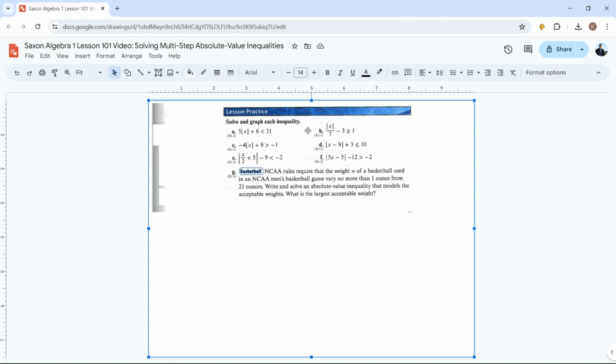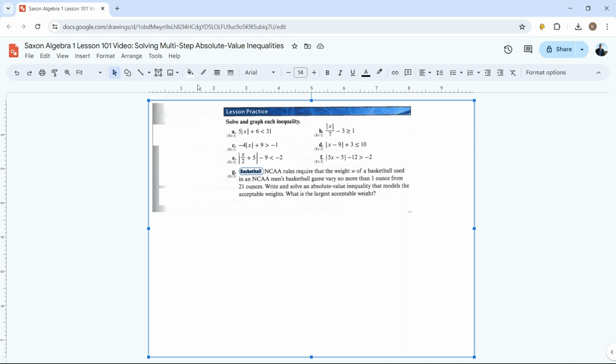Now, to take a look at some of these problems. In letters A, B, and C, notice the absolute value expression is just the x. So we're getting the absolute value of x on a side by itself. In D, E, and F, notice that the expression inside the absolute value signs is actually a whole expression, x minus 9, 5x minus 5. We have to get that whole expression on a side by itself, evaluate the absolute value, and then solve from there. So that's what we're going to be doing in this lesson. Then we're going to do one word problem.